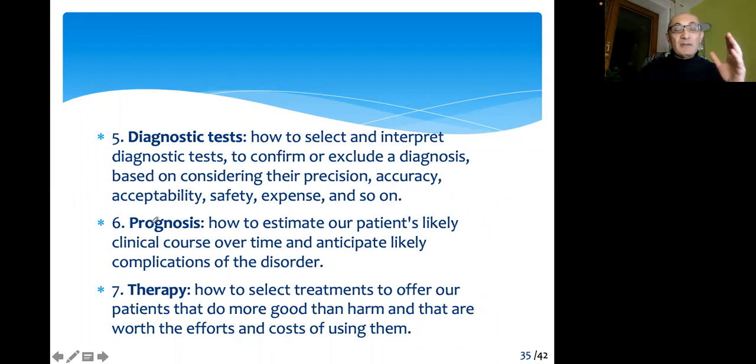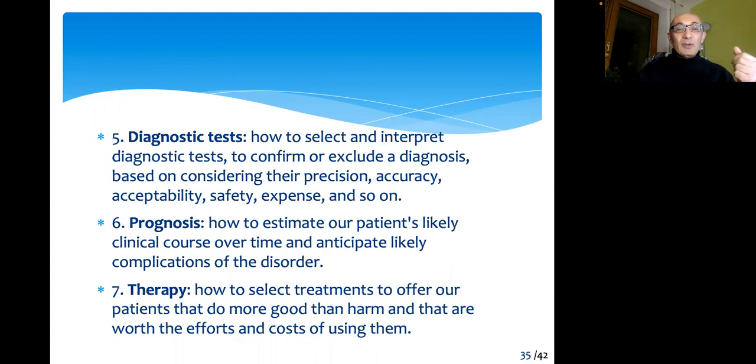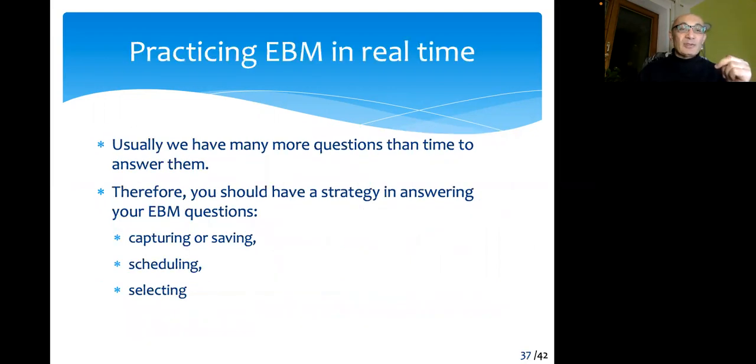Prognosis, therapy, we said, okay? So these four: therapy, prognosis, etiology, and harm. These four different conditions. Then prevention, experience of the meaning, and improvement: how to keep up to date, improve our clinical and other skills, and run a better, more efficient clinical care system. All this should help you to find your question.